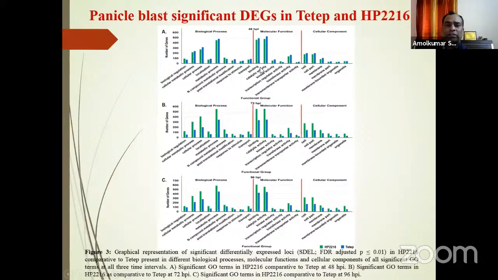Then we did GO annotation, and surprisingly we found that genes in all biological processes, molecular functions, and cellular components are more in TETEP as compared to HP22 in all conditions. But at 48 hours, 72 hours, and 96 hours, more genes are present in HP22. So it means early expression of resistance genes is more important for giving overall resistance, whereas in HP22 there are late expressions as compared to TETEP.